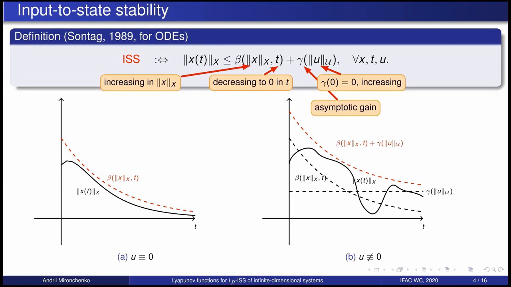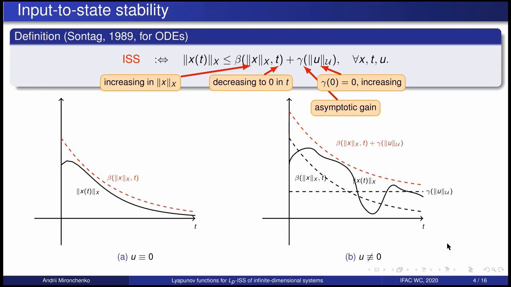In order to understand the essence of the ISS property, consider first the case when u is identically zero. Then this term vanishes and the trajectory of the system is upper bounded by the function beta, which tends to zero as time goes to infinity. This means that every ISS system is uniformly globally asymptotically stable if the input is not applied.